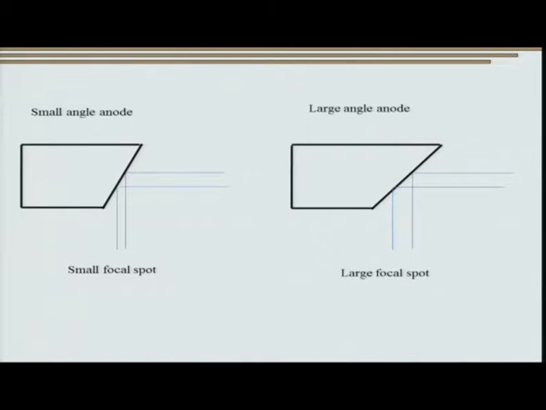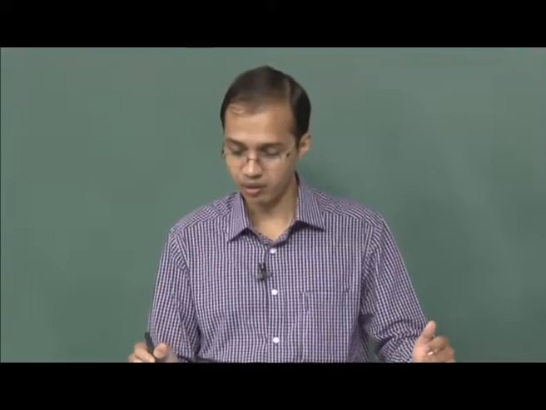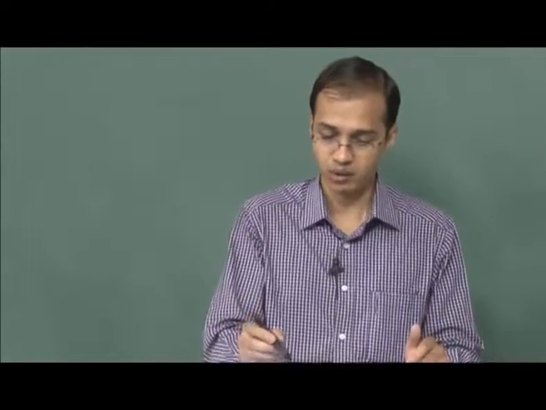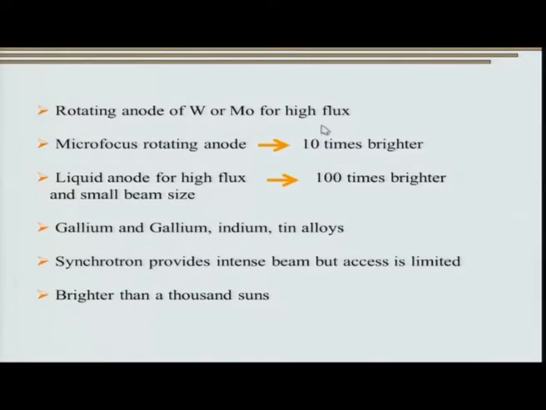Just to show you the different kinds of rotating anodes that are available, we have a small angle anode, where you see that this angle over here is quite small, and it gives a small focal spot, while if the angle is large, we get a large focal spot. Depending on our requirement, we can go for a large or small focal spot. As I mentioned, a rotating anode of tungsten or moly gives you high flux. This microfocus rotating anode is at best 10 times brighter than a conventional X-ray tube.